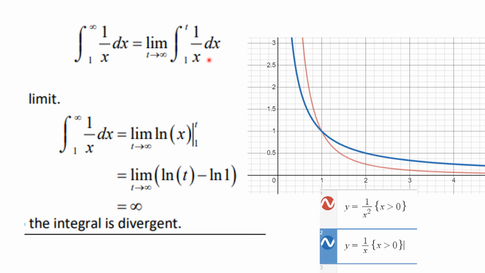When you integrate from 1 to t, 1 over x dx, you get the natural logarithm of x evaluated at t and 1, and we're going to take the limit as t tends to infinity. That's the limit as t tends to infinity of the natural logarithm of t minus the natural logarithm of 1. The natural logarithm of 1 we know to be 0, so this is really just the limit as t tends to infinity of the natural logarithm of t. I'm claiming that that is infinity, and the integral is divergent. We'll go back and talk just a little more about that.